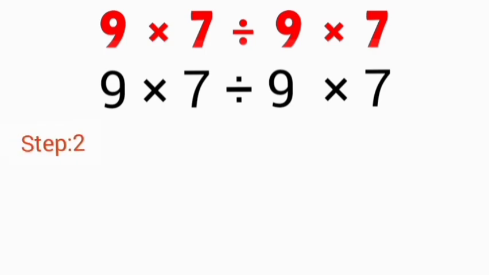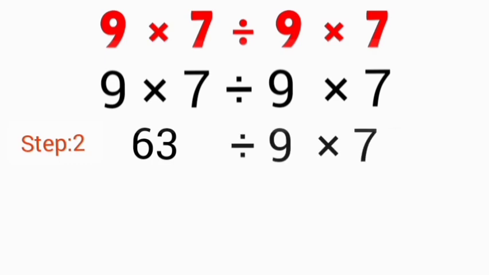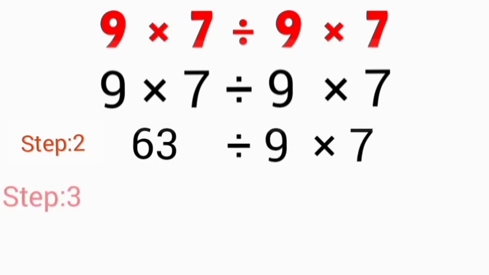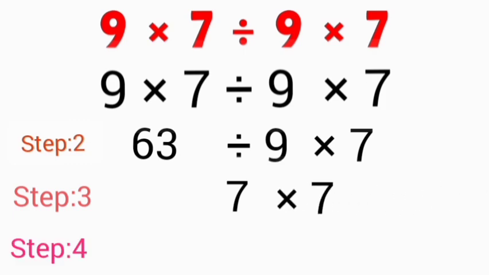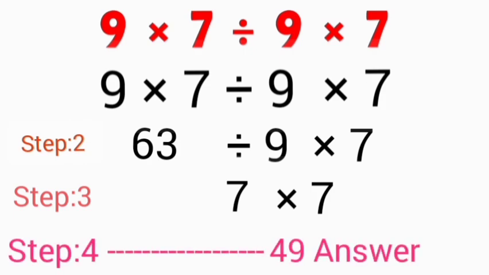Step 2. Solve the first multiplication. 9 times 7 is equal to 63. Now the expression becomes 63 ÷ 9 × 7. Step 3. Solve division. 63 divided by 9 is equal to 7. So now we have 7 × 7. Step 4. Final multiplication. 7 times 7 is equal to 49.